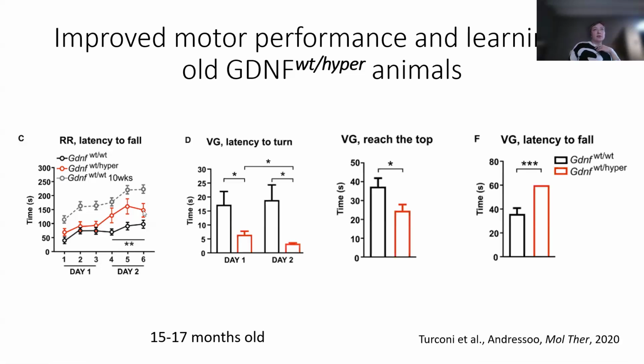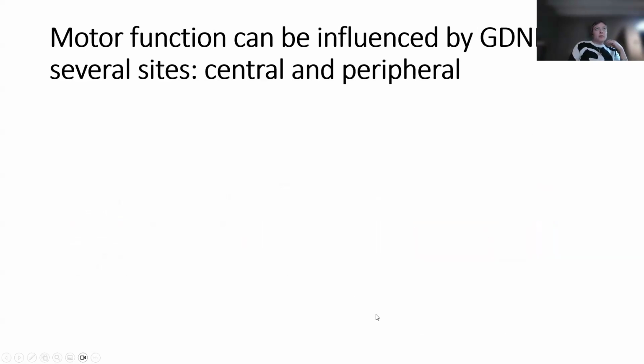And then in the vertical grid test, they were also better on day one. So they probably had better proprioception, or they performed better, and they also learned better. But the thing is that motor function can be regulated by GDNF at several sites, including the central part of the motor system and the peripheral part.